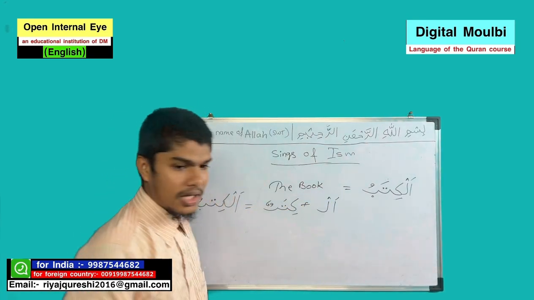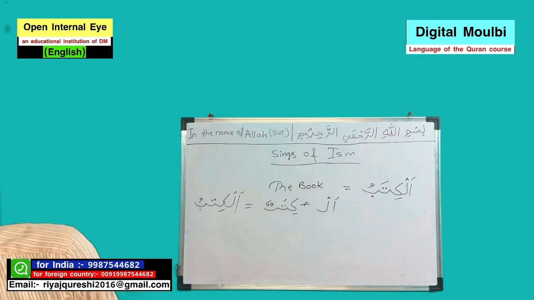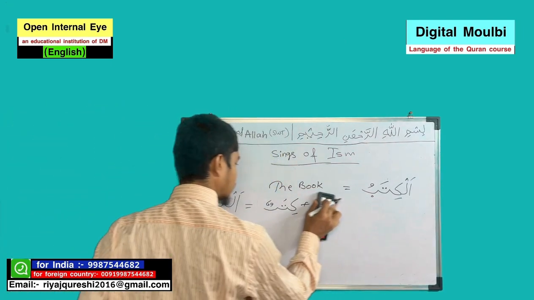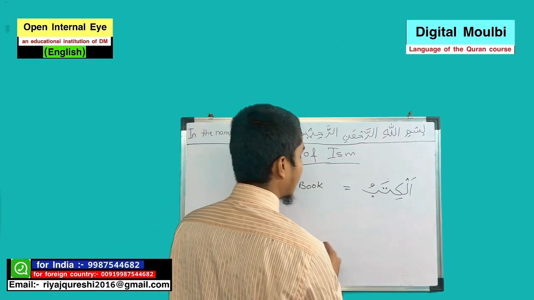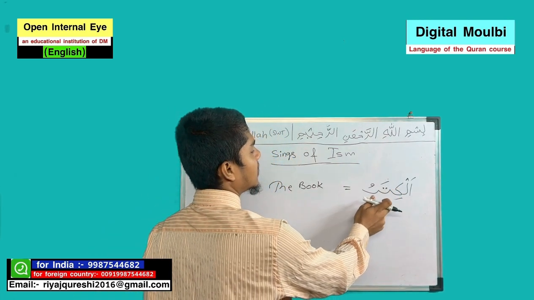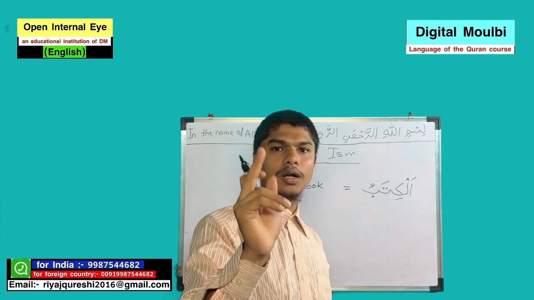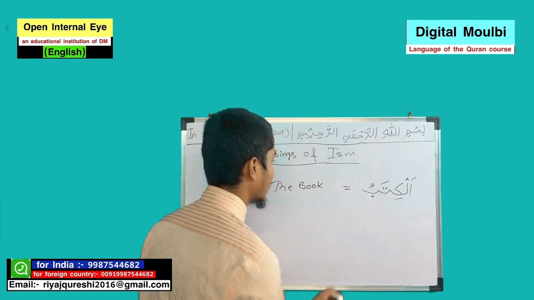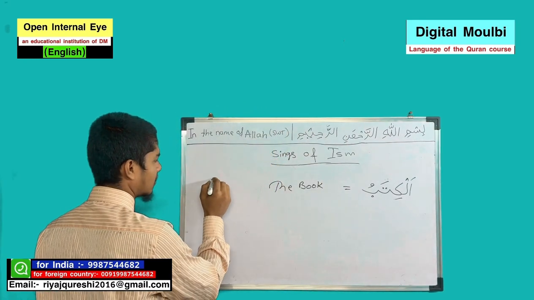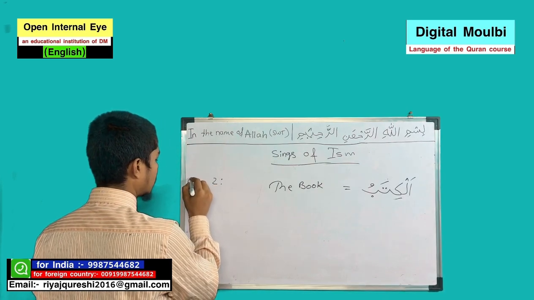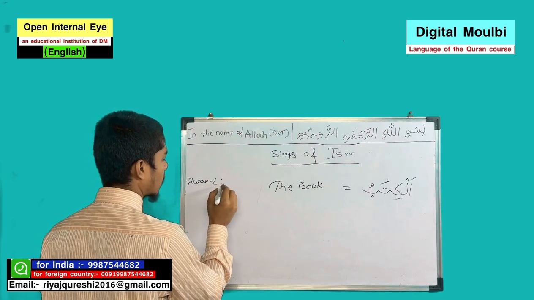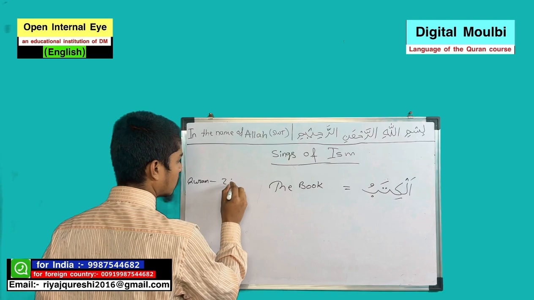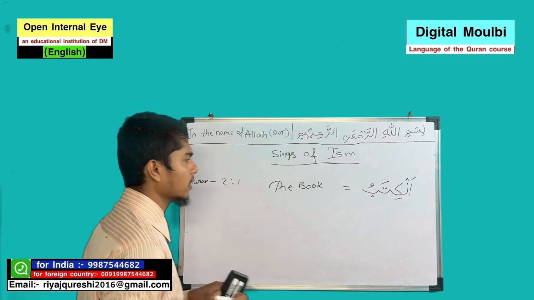If I say al-kitab, and there are many other words I have written, like as-sirat. You will find al-kitab in the Quran, in Surah number 2, verse 1. You will find this word in that verse.